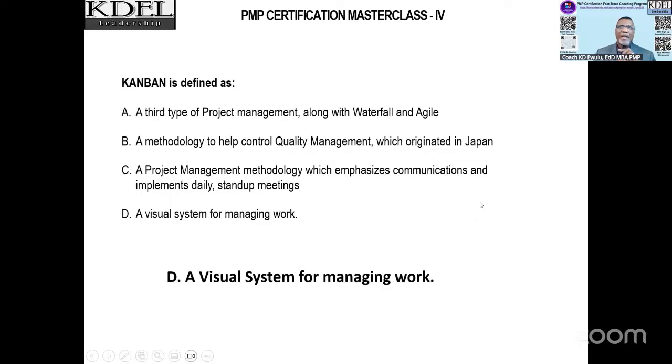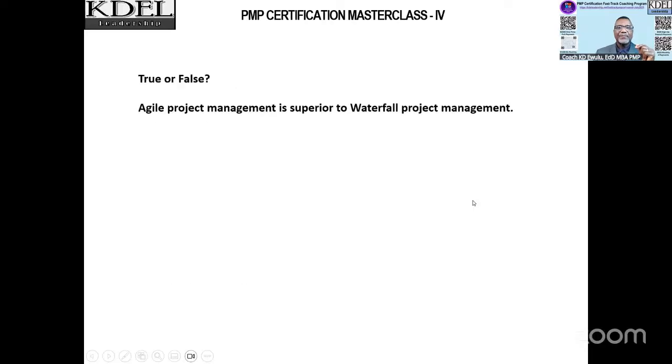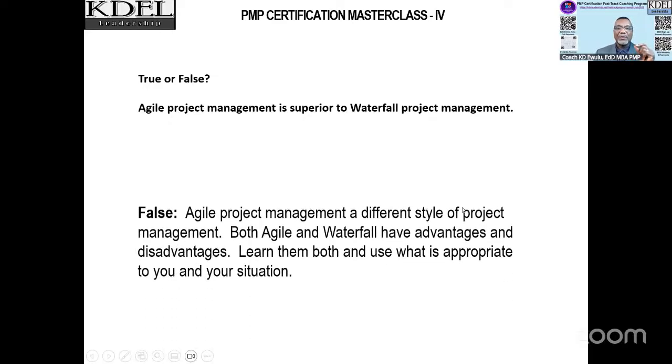I'm going to throw in a true or false question here, all right? True or false? Agile project management is superior to waterfall project management. The answer is false. Agile project management is a different style of project management. Both agile and waterfall have advantages and disadvantages. Learn them both and use what is appropriate to you and to your situation.